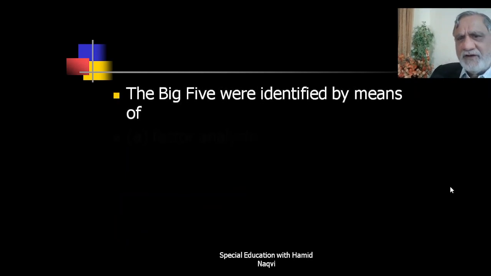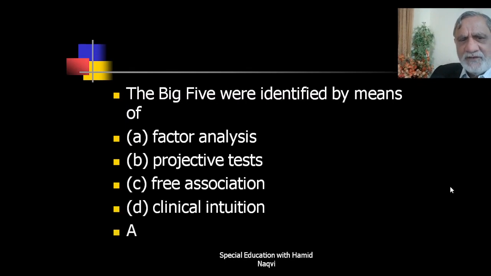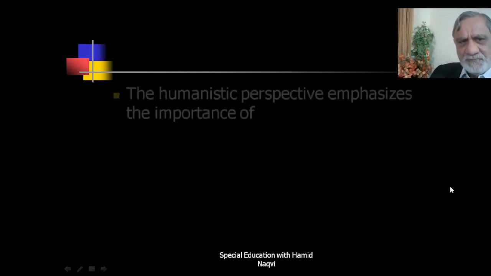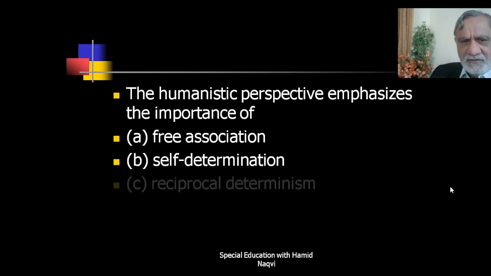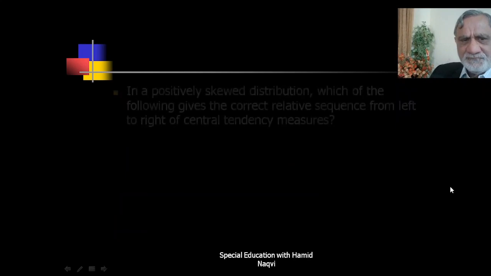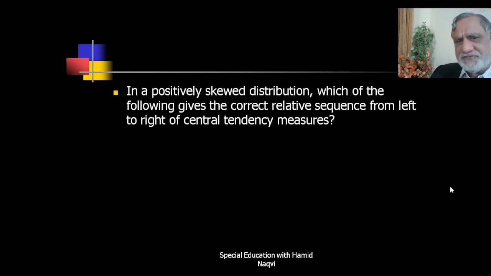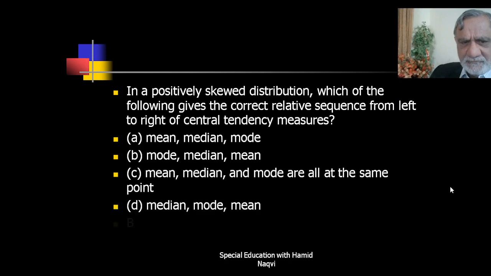The big five were identified by means of, correct one is factor analysis. The humanistic perspective emphasizes the importance of, correct one is B, self-determination. In a positively skewed distribution, which of the following gives the correct relative sequence from left to right of central tendency measures? Correct one is B, that is mode, median, mean.